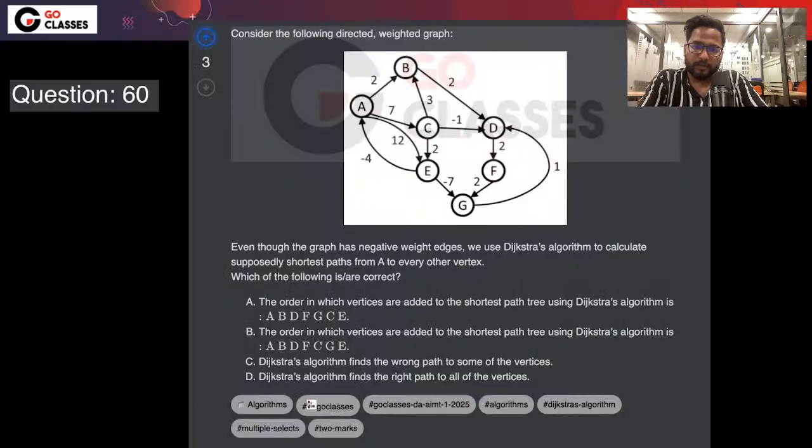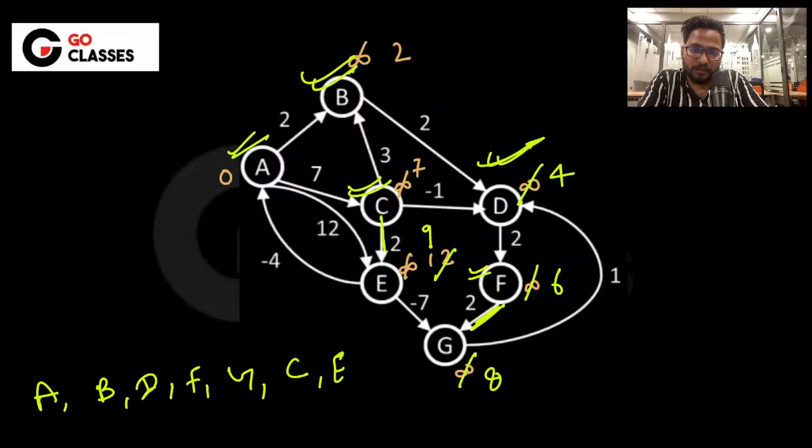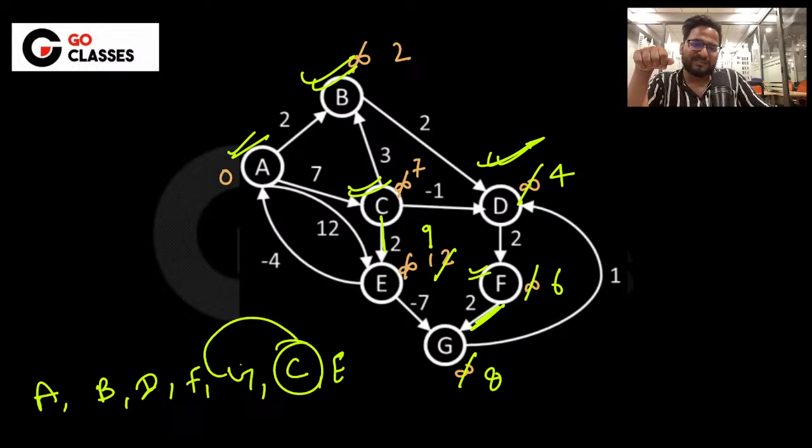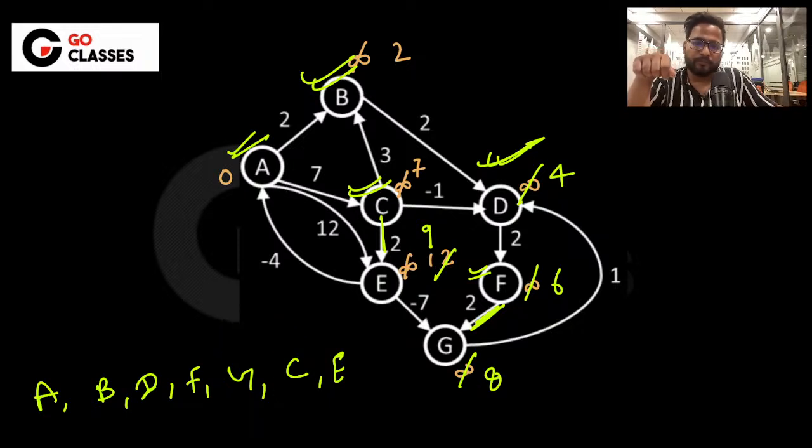ABDFGCE. ABDFGCE. Or CGE is the answer. Okay, I think C will be here because this is 7 only. CGE. Okay, it was CGE. Sorry, I just messed it up a little bit, but I hope you understood. It is CGE. Okay. It was CGE because C will be first because C is basically having 7.